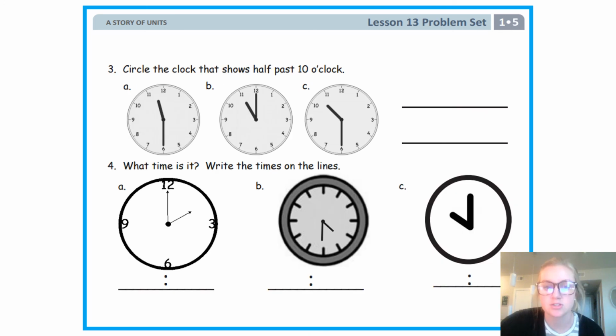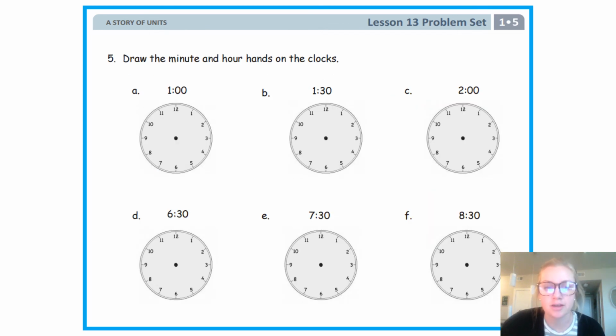Number 3, circle the clock that shows 10 o'clock and then write the times for the other 2 clocks on those lines. Number 4, what time is it? Write the times on the lines. So use your imagination, use your clock that you made to figure out what the time is for A, B, and C and write their times underneath.